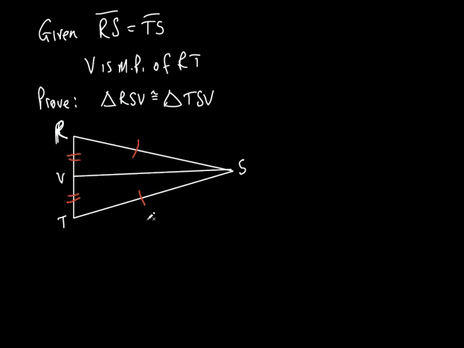Okay, what else do we have here? That's right. You got it. SV equals SV because of the reflexive property. And then the triangles are congruent for what reason? Side. That's pretty much it, okay? I'm not going to write everything down just for the sake of time.